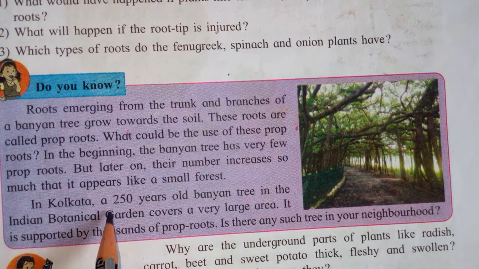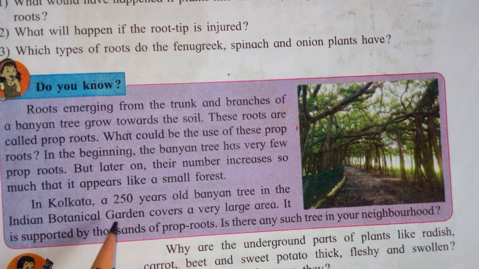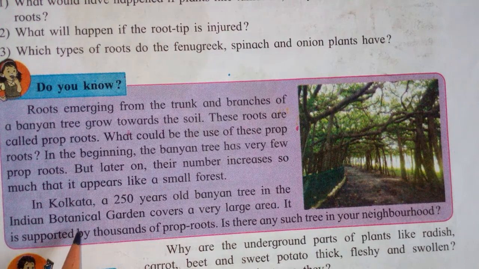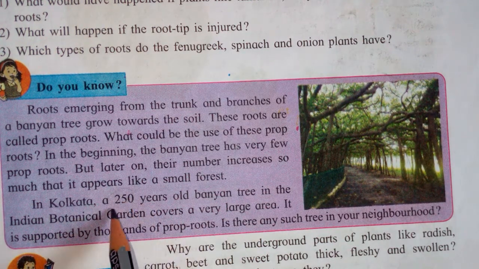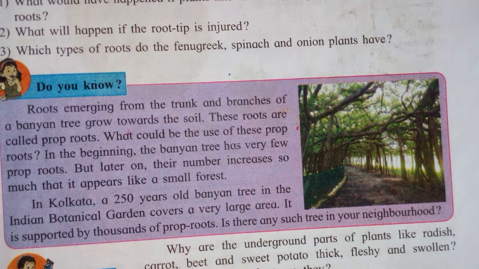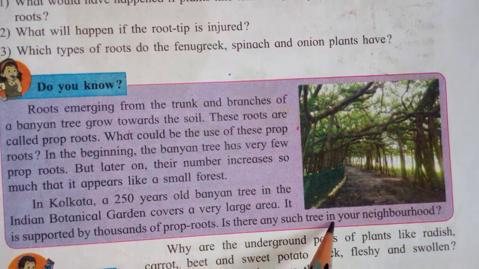In Kolkata, a 250 years old banyan tree in the Indian Botanical Garden. Means in Kolkata, the botanical garden is there. Botanical garden means what? In that, many different kinds of plants are there. It covers a very large area. And what is the age of that tree? 250 years. It is supported by thousands of prop roots. Is there any such tree in your neighborhood?